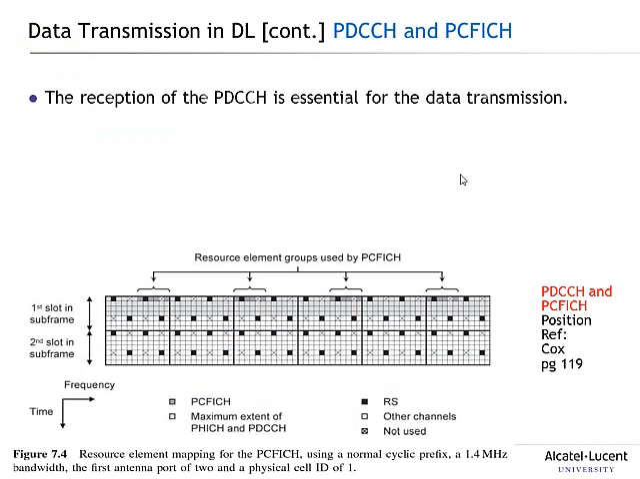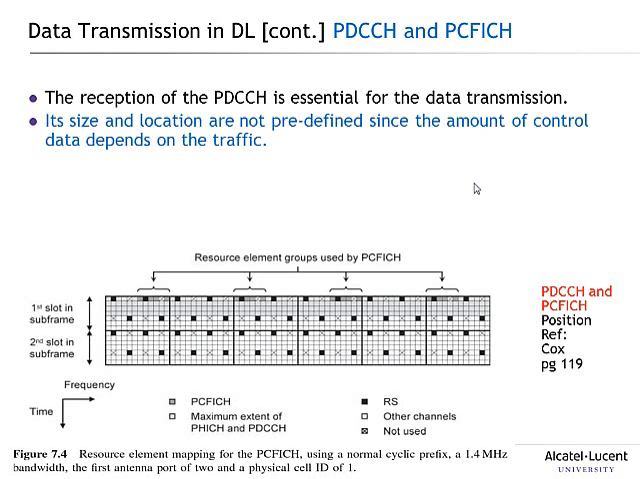Okay, now a couple of things about PDCCH. Without reading the PDCCH, you can't decode the rest of the data. And again, as I mentioned a few minutes ago, its size and locations are not predefined, since the amount of control data depends on the traffic. If you have large amounts of traffic, you will need more PDCCH.